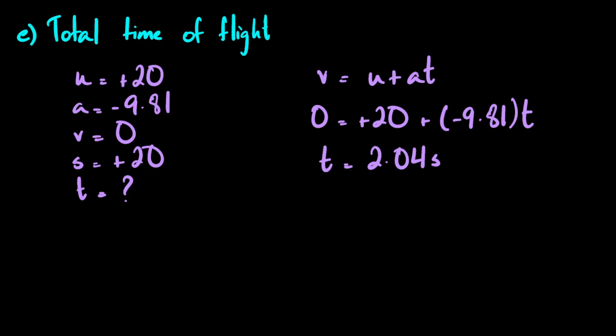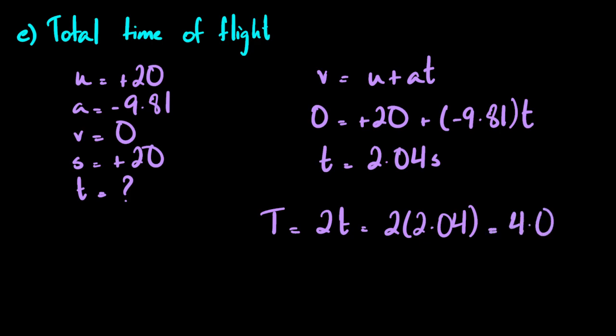So now that we know t equals 2.04, we know the total time of flight. If we call that a capital T, that would be twice small t, so 2 times 2.04, this is going to be 4.08 seconds.